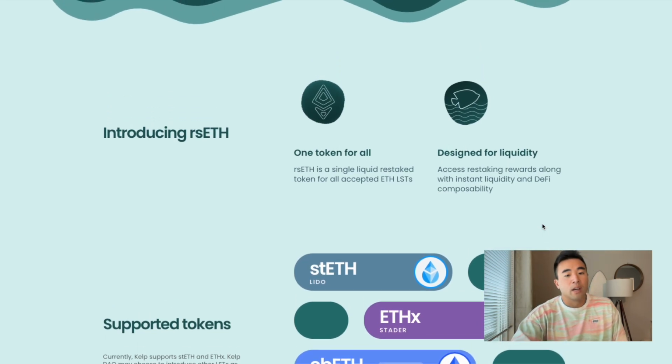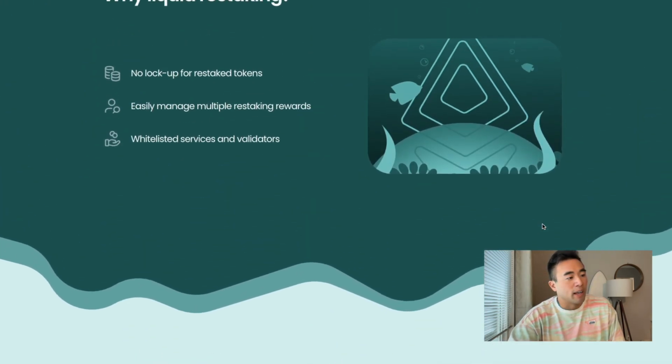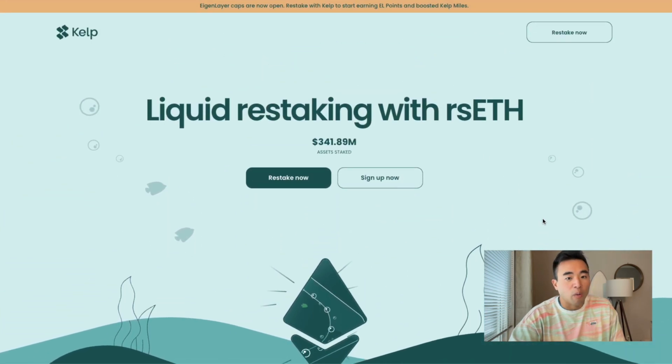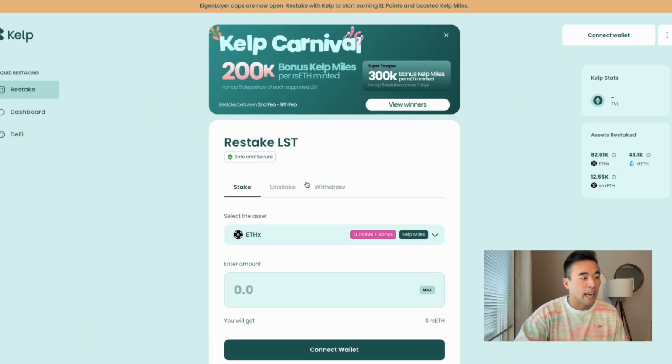What you'll earn, you'll be earning Kelp miles along with Eigenlayer points. Again, with all of these liquid restaking protocols, you're always earning Eigenlayer points. Kelp calls it miles, Swell calls it pearls. You get the idea. It's some sort of point system. Let's take a look at their app.